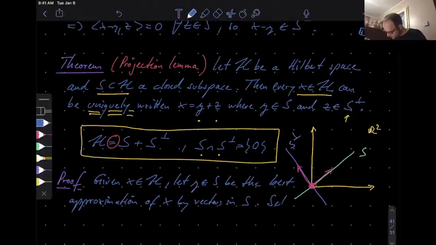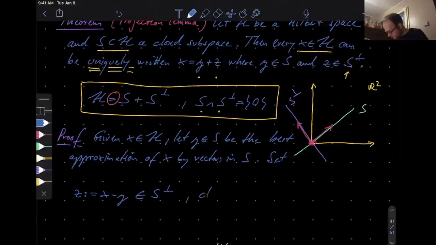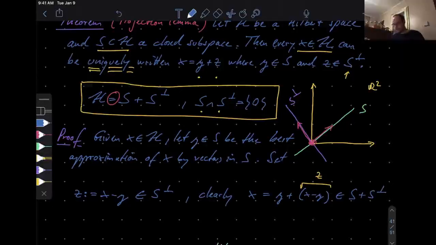Now set the difference vector z as x minus y, and then the corollary to the last theorem showed that this is a vector in the orthogonal complement of S. Clearly I can write x as y plus (x minus y). Here's your z. And obviously the first one, y, is in S. That's the best approximation. The second one, z, by the corollary, is in the orthogonal complement. So immediately, within one line, you have the existence of such a decomposition because you have the best approximation.